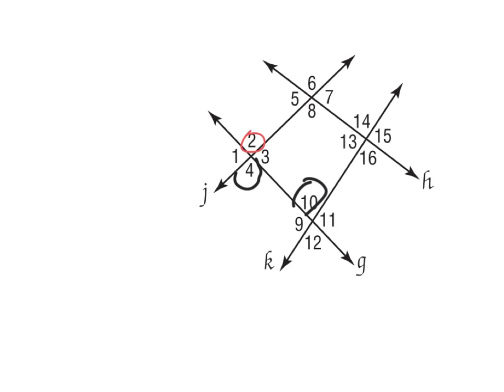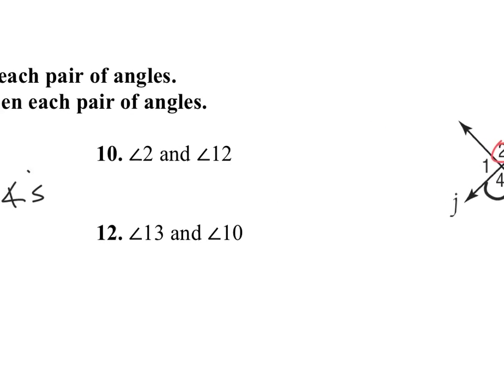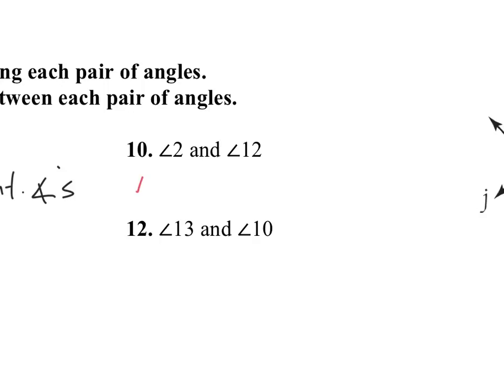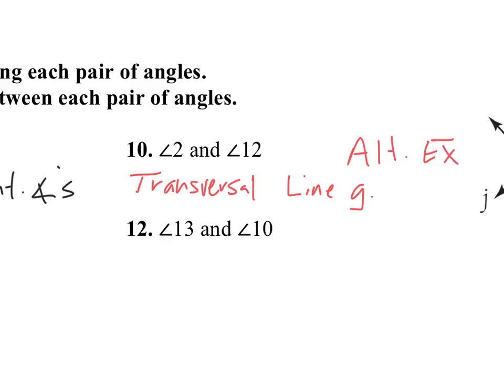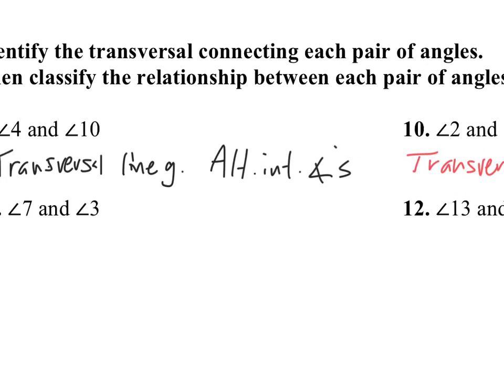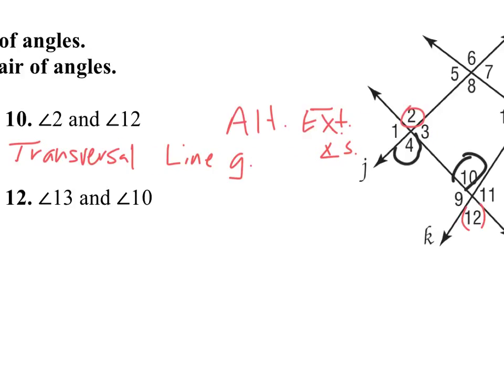Let's take a look at 2 and 12. Here's angle 2, here's angle 12. Again, my transversal is line G, and those are alternate exterior angles. So I'm going to write that our transversal is line G, and these are alternate exterior, so alt exterior angles.